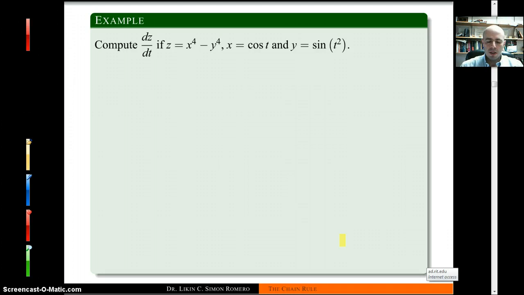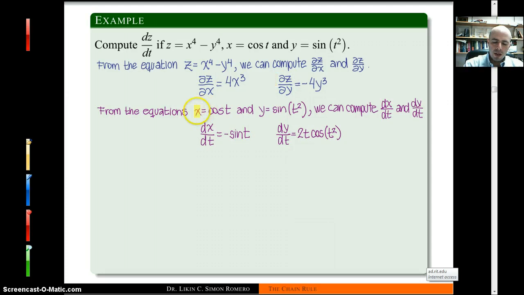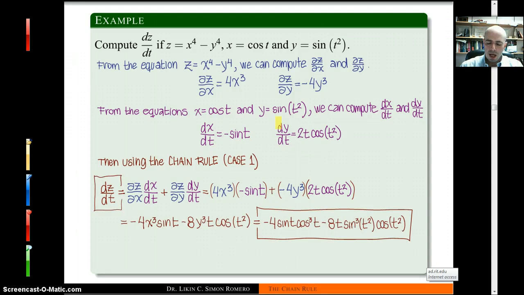So let me compute the derivative of c with respect to t. From the first equation, c depends on x and y, so I can compute how much c depends on x and how much c depends on y, and those are the expressions. From the other two equations, we know that x depends on t and y depends on t, so I can compute how much x depends on t and how much y depends on t, and those are the particular expressions. So using the chain rule, case 1, how much c depends on t is how much c depends on x times how much x depends on t, plus how much c depends on y times how much y depends on t. And then I just plug in the expressions, and that's the result.